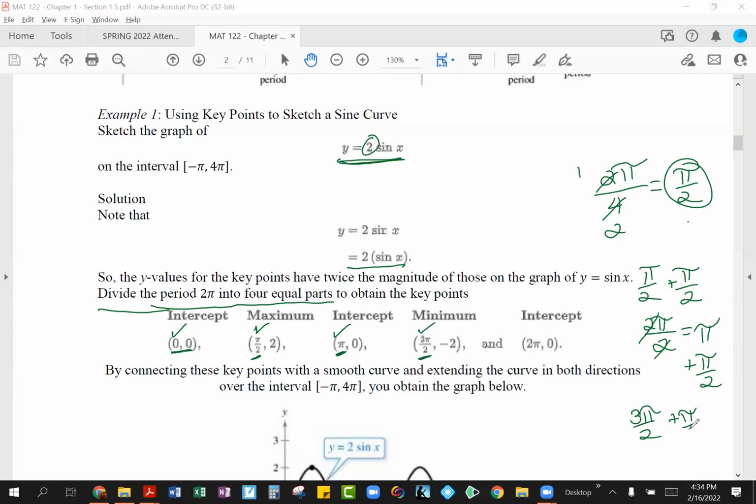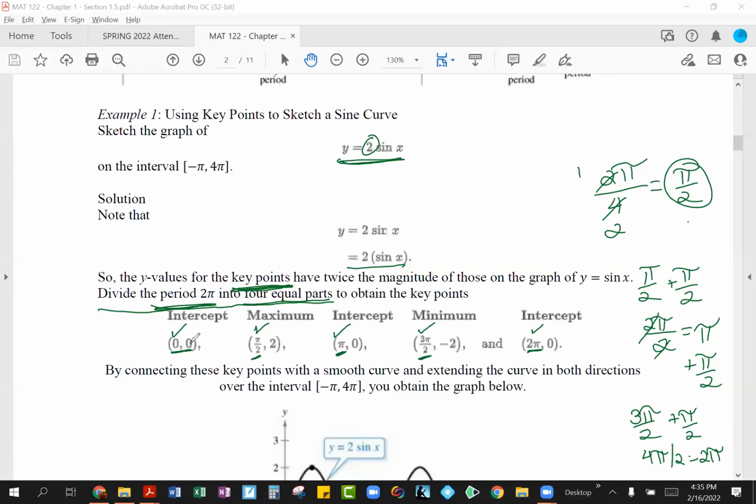And then of course we add another pi halves to it, which will give us 4 pi over 2. Clean that up into 2 pi. And you can see that's how we divide the period of 2 pi into 4 equal parts. But 4 equal parts means you're going to have 5 key points that you will be working with.